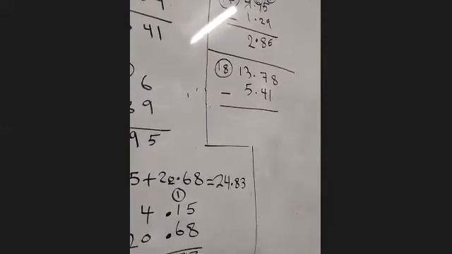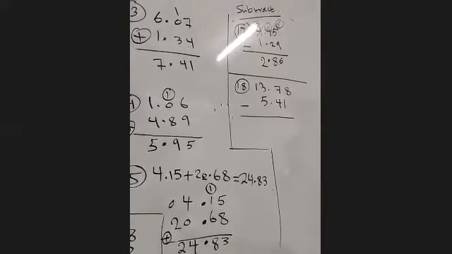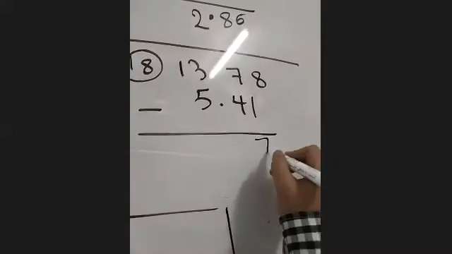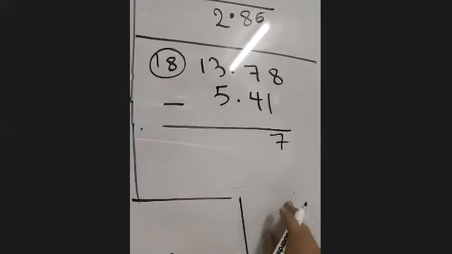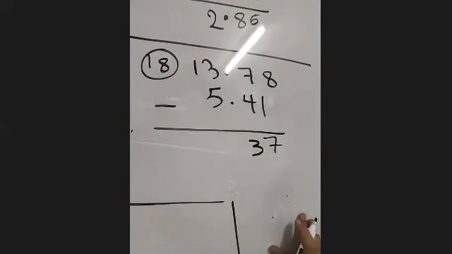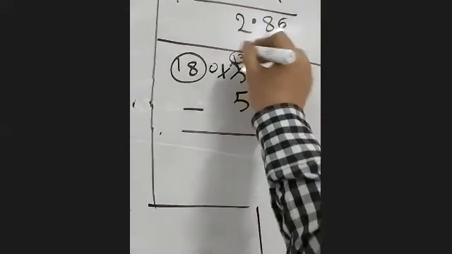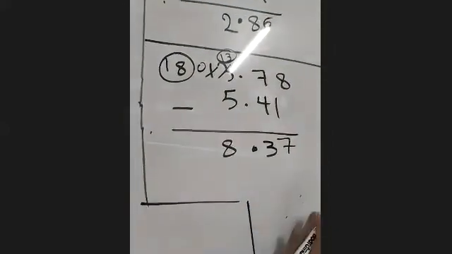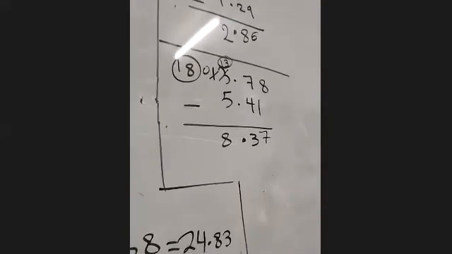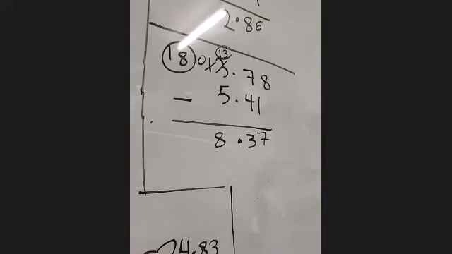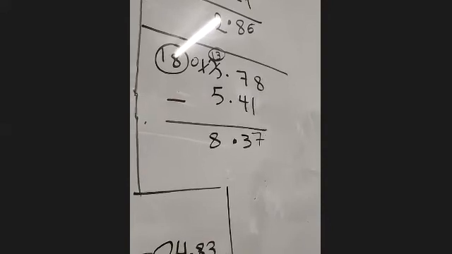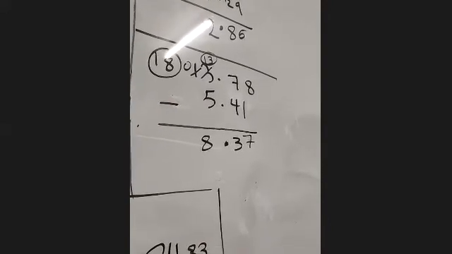Question 18. Rawad. Yes, mister. 8 minus 1 equals 7. 7 minus 4 equals 3. We will put the decimal down. 3 minus 5 we cannot. We will take it from the 1. The 1 will be 0. The 3 will be 13. 13 minus 5 equals 8. The zero comes down, no need. What's the answer? 8.37. Mumtaz.